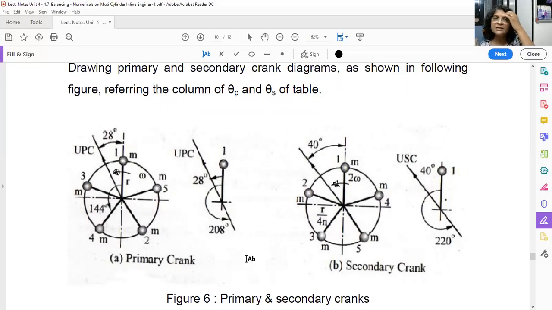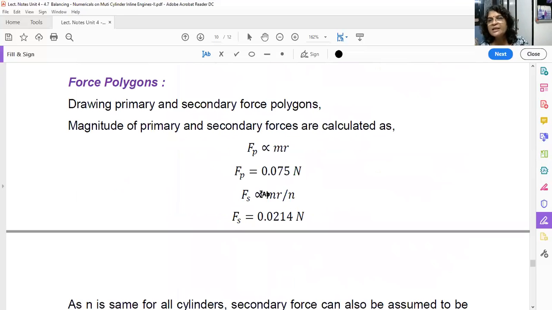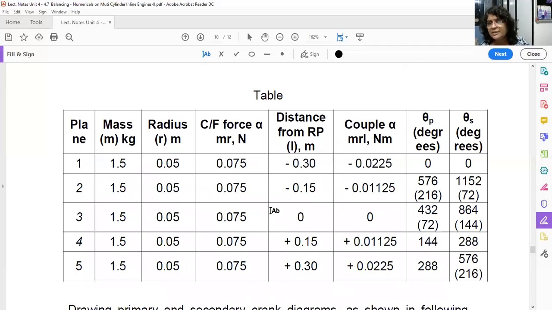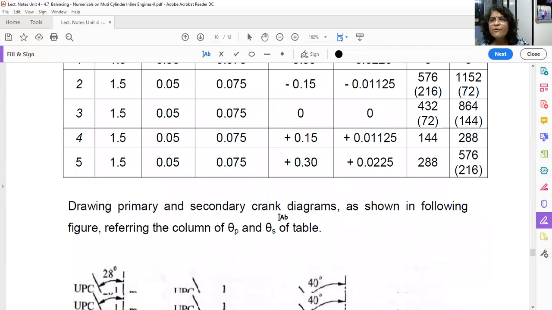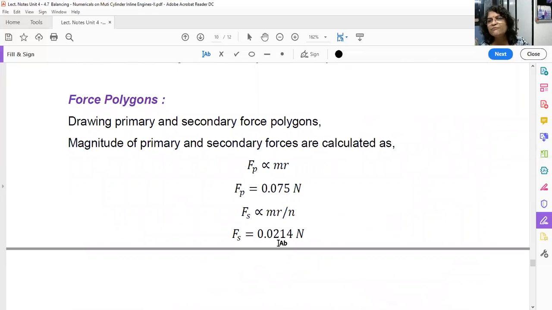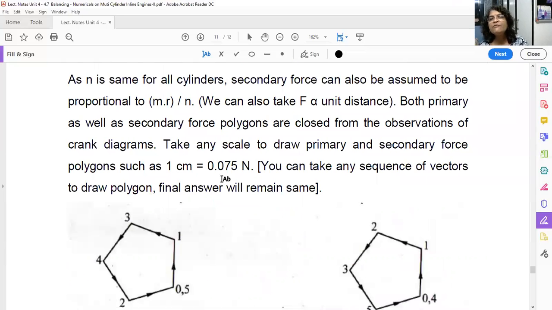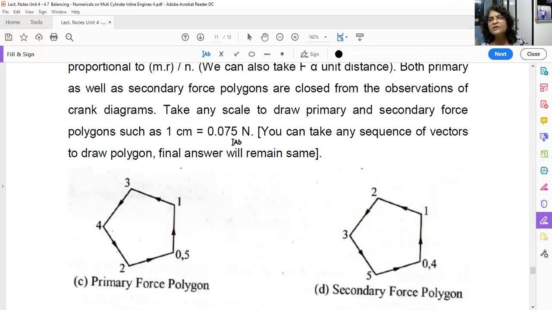Okay, so let us draw the force polygon now. What is the magnitude? P is proportional to M into R. Okay, so 0.075 Newton. Here it is. This column will give you the primary force. Secondary force will be divided by N, but it will also be the same for all. So MR upon N is 0.0214. You can take any scale because all the primary forces are the same, and all the secondary forces are the same in magnitude. Okay, so we have taken the scale, suppose for primary force 0.075, for secondary also suppose 0.075 Newton. 1 centimeter is equal to 0.075 Newton.